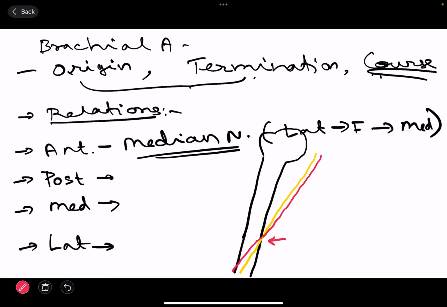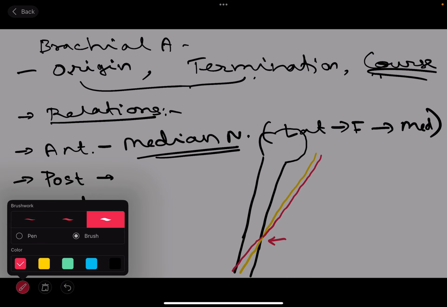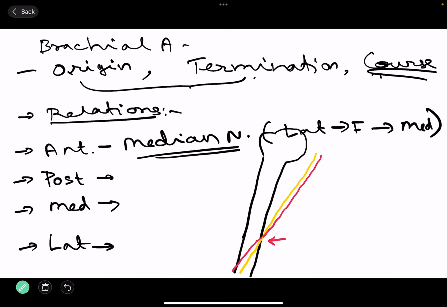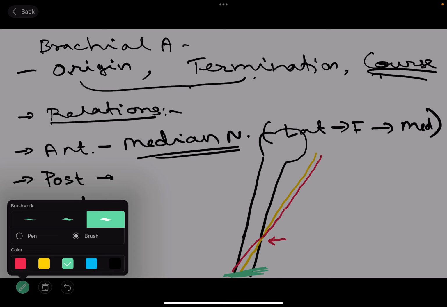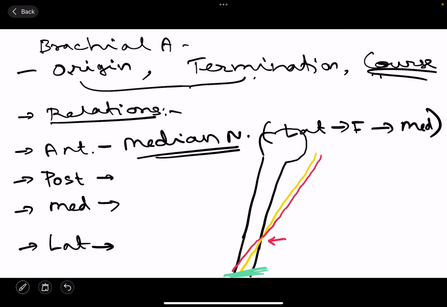Okay, and we also have lying superficial to this at this point in the cubital fossa, okay, not here, not here, in the cubital fossa there will be the bicipital aponeurosis that also lies anterior. So anteriorly we have the median nerve, that is one structure, and the second one is the bicipital aponeurosis.